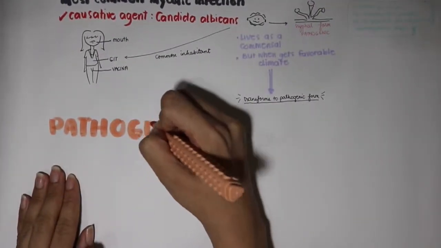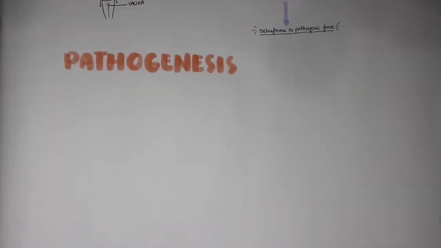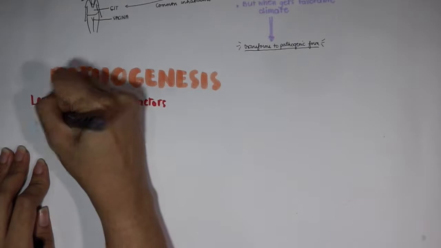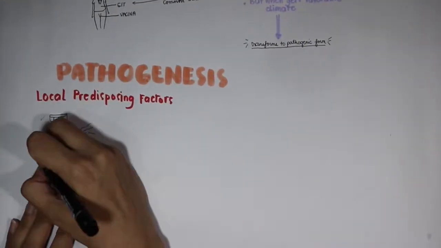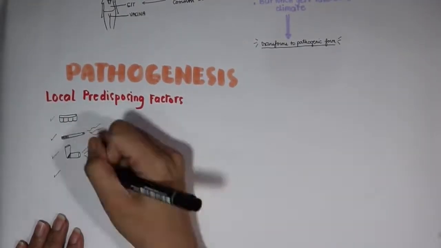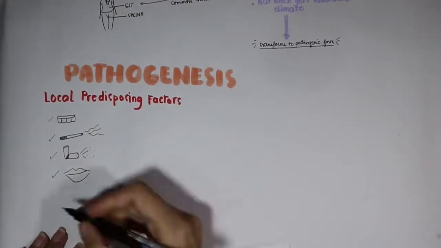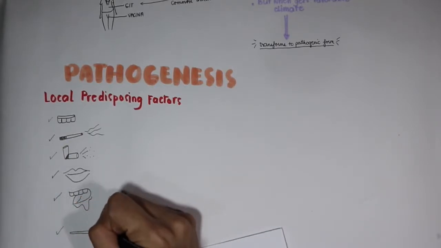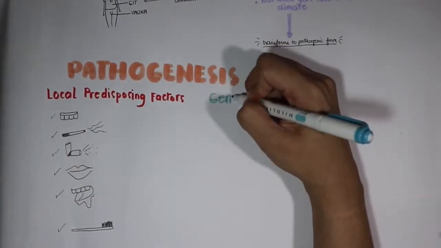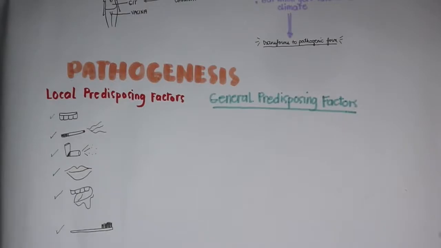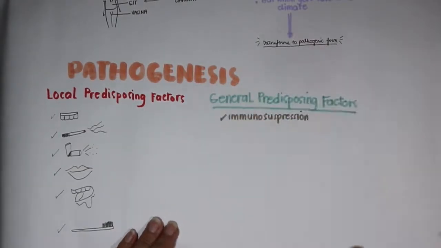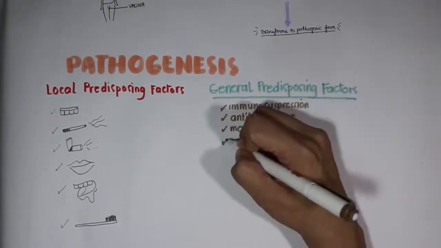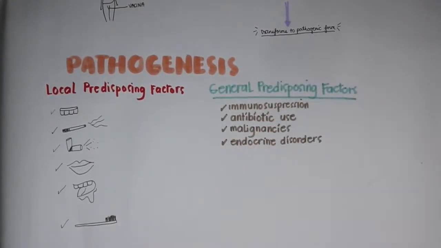Pathogenesis and clinical manifestations. Local predisposing factors of oral candidiasis are wearing dentures, smoking, steroidal inhalers, imbalance of the oral microflora, quantity and quality of saliva, and poor oral hygiene. General predisposing factors are when a person is immunosuppressed, on antibiotic use, has malignancies, and even endocrine disorders.